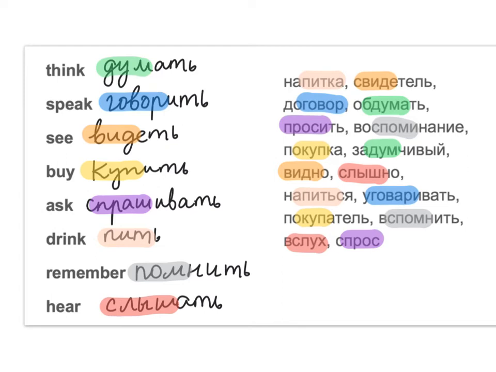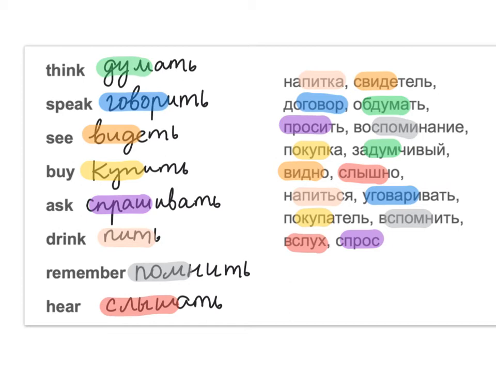You can see our word думать that has related words обдумать, задумчивый. Говорить, договор, уговаривать. The vowels in уговаривать slightly changed, but you can still see the relationship. Видеть, свидетель, видно. Купить, покупка, покупатель. Спрашивать is a little tricky because we have прош that then changes to просить, просить, спрос. Пить, напиток, напиться.